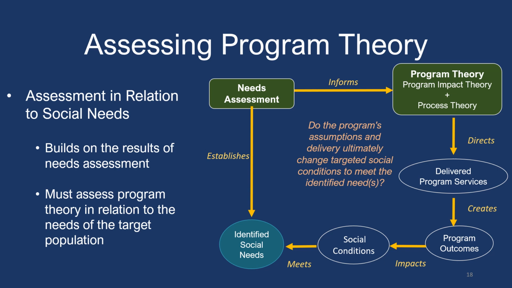That's why these are both green, because they're two types, or two domains, of evaluation. The needs assessment, if done in an ideal world before a program is launched, will inform that program theory. That program theory, if you drop down, will direct the delivered program services. Those program services will create program outcomes. Those program outcomes will impact those social conditions. And the changes in the social conditions should meet those identified social needs.